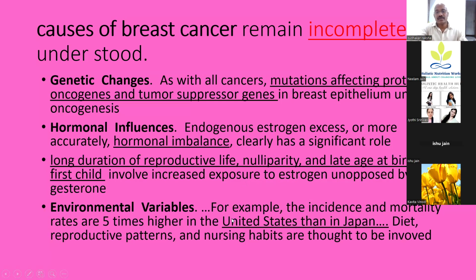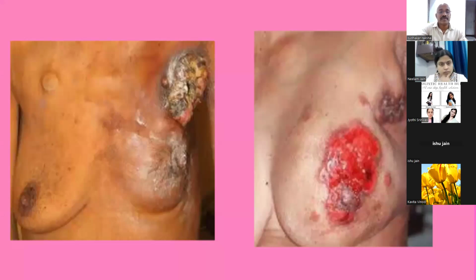Environmental factors. In the United States, there is an increased incidence of breast carcinoma when compared to Japan. When Japanese residents have gone to the United States, the rates prevailing in the United States also occurred in Japanese individuals. The main reason for this is diet, the reproductive pattern, or the nursing habits prevailing in the United States. That is, environmental factors also play a role in breast carcinoma. So these are the main reasons responsible for carcinoma breast.